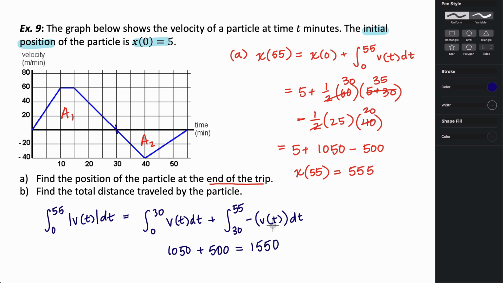1,550. Now, we don't include this initial position here because this is where we're starting. We're not moving this 5 units, or 5 meters. We're starting at a position of 5 meters, but we're moving this much. And that's why our final position does use it, but our total distance does not.